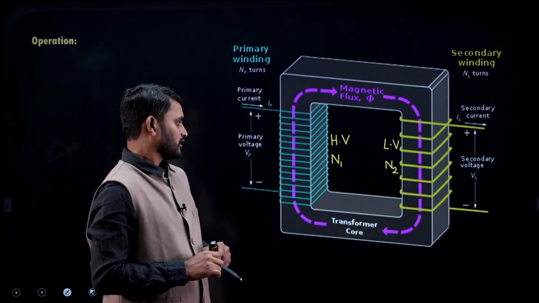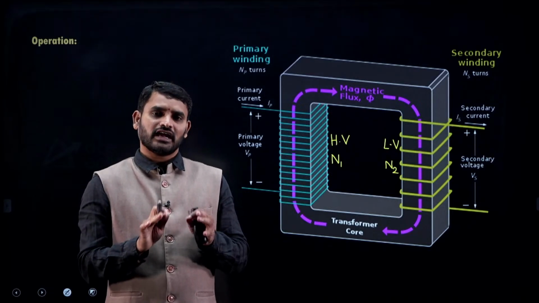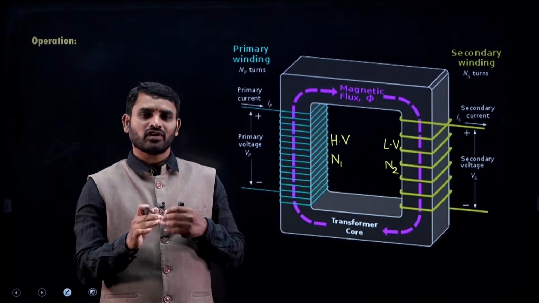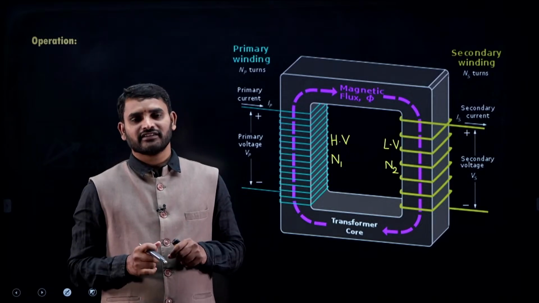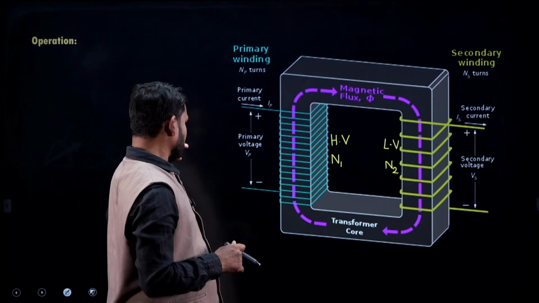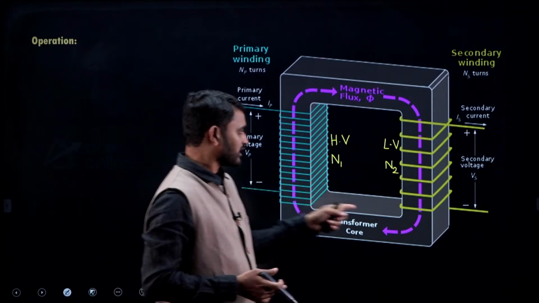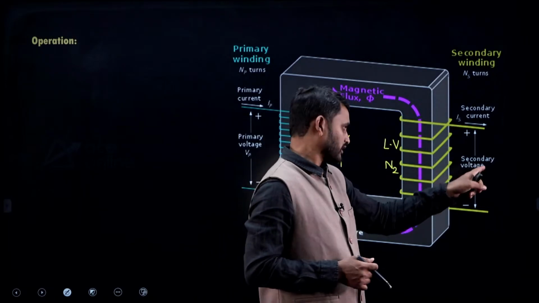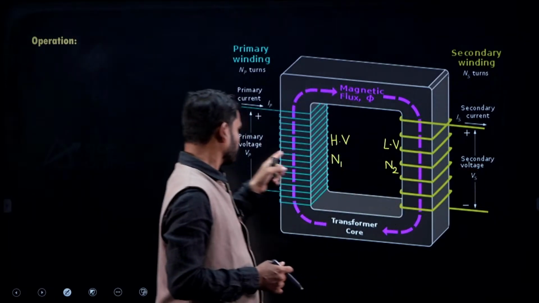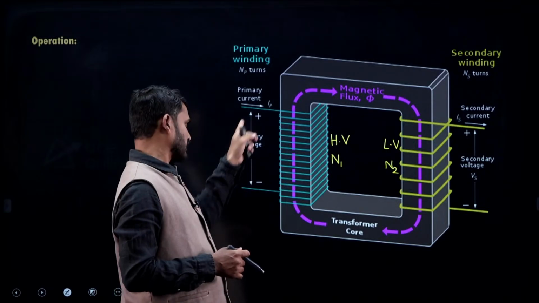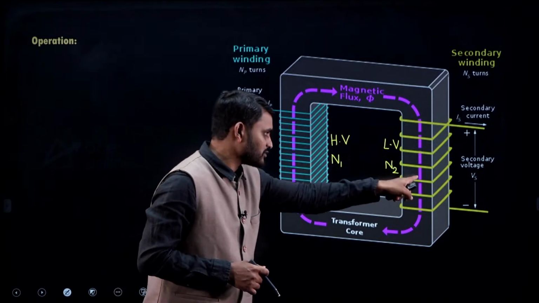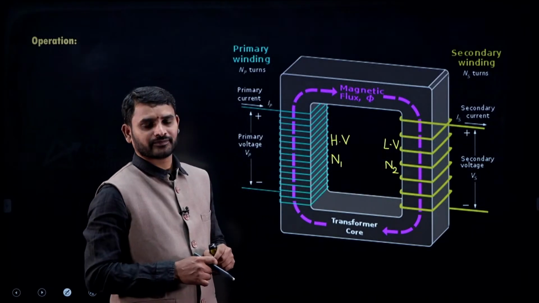Okay. Basically, the windings are high voltage winding and low voltage winding. Do not call them primary winding and secondary winding, because you can give the supply on this side, otherwise you can give the supply on this side. If you give the supply here and you connect the load here, then this becomes primary and this becomes secondary.